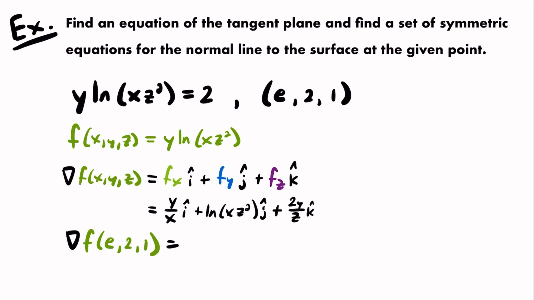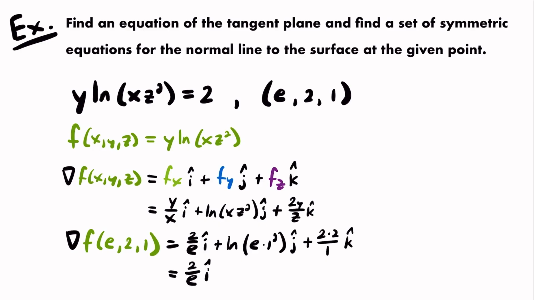So y divided by x is 2 divided by e, that's multiplied by i. Then we have plus the natural log of x, which is e, times z squared. So we have 1 squared, and then that's times j, plus 2y, so 2 times 2, divided by z, which is 1, times k. And now simplifying, there's nothing we can do with the x component, it's just 2 divided by e. But then for the y component, e times 1 squared is just e, and the natural log of e is 1. So we just get plus j, and then plus 2 times 2, which is 4, divided by 1, which is 4, so we get 4k.